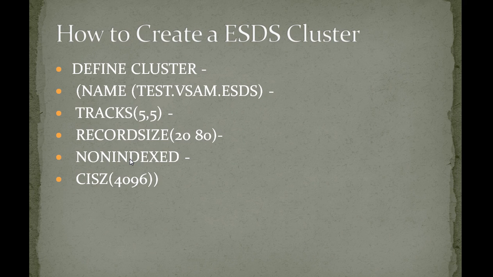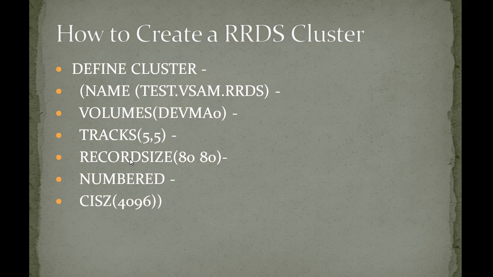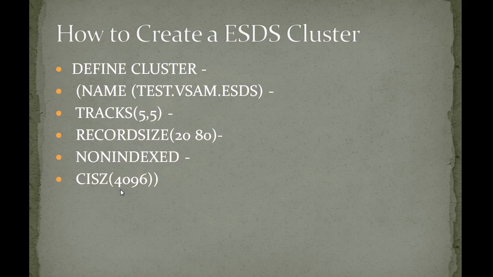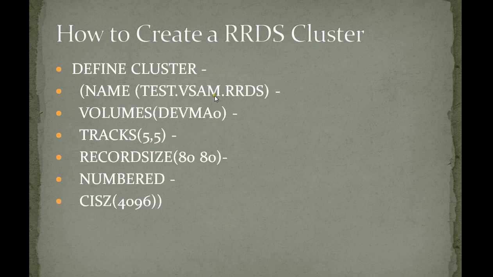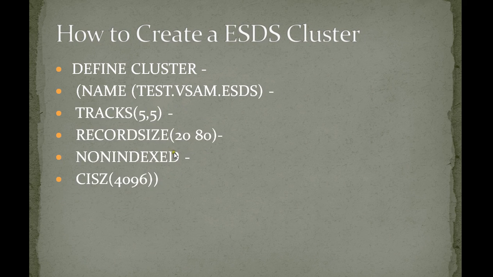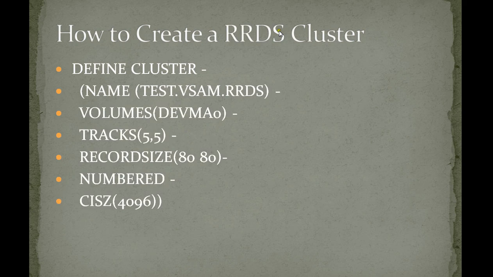Before this, I also want to show you how we create the RRDS file, and how it is different from ESDS. In the same way, with the help of the IDCAMS program utility, you are going to create the cluster. So define cluster, name, volume, tracks, record size. Instead of non-indexed, you have to specify it as numbered. That's the one difference between ESDS and RRDS. In ESDS you specify non-indexed, whereas in RRDS you have to specify numbered.